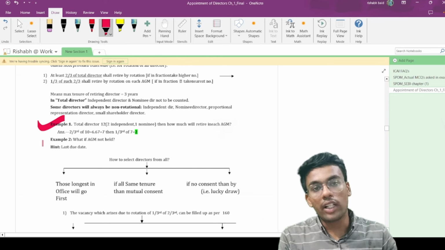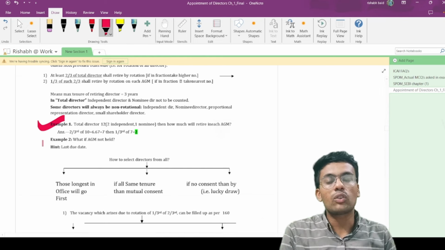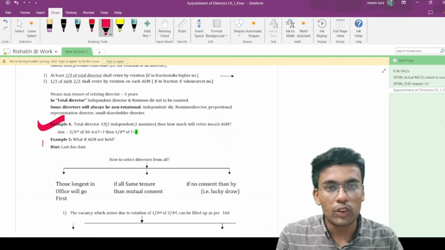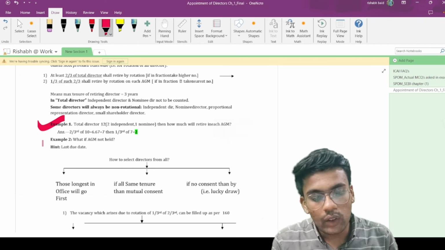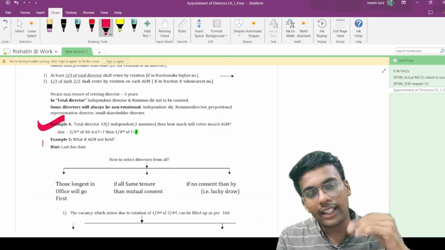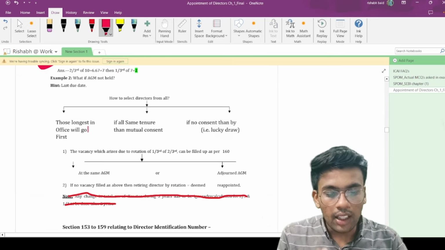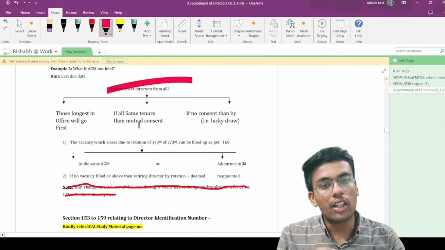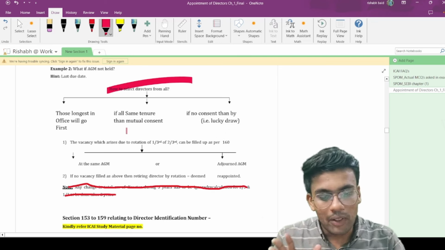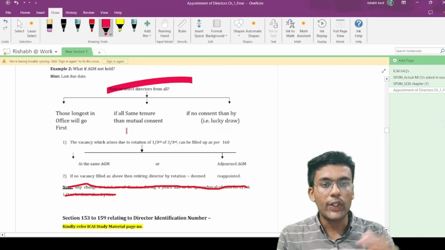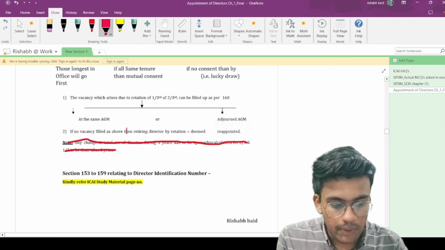What if the AGM is not held? Then what is the last due date to conduct the AGM? It is 30th September in most of the cases. So up to that date only, the director shall retire by rotation. Now how to select the directors? You read it yourself, you will be able to understand it very easily. If I read it, the video duration will be lengthy, so I am avoiding this particular topic.